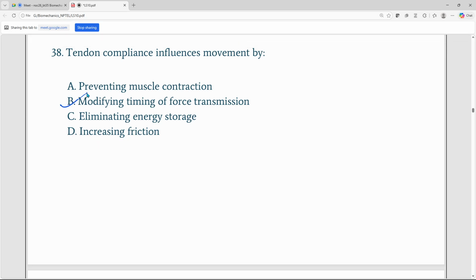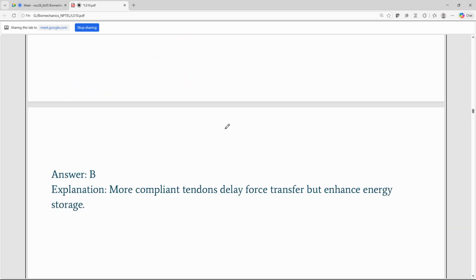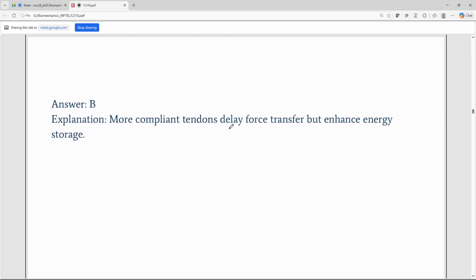The correct answer is option B, modifying timing of force transmission. The more compliant the tendons are, the more it delays the force transfer but enhances the energy storage.